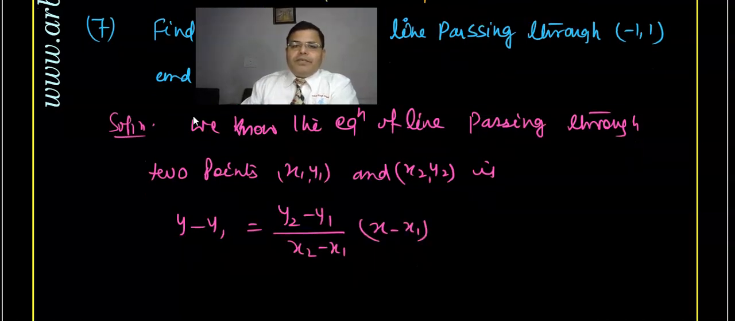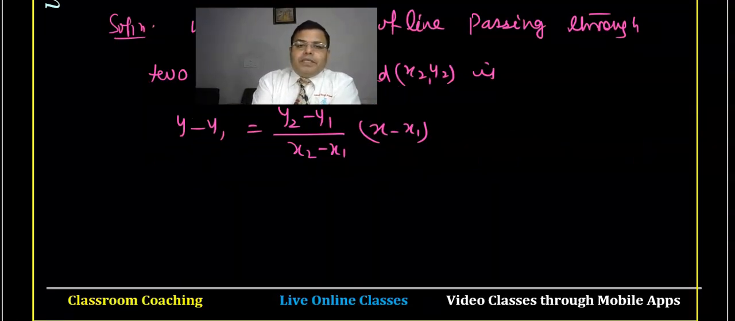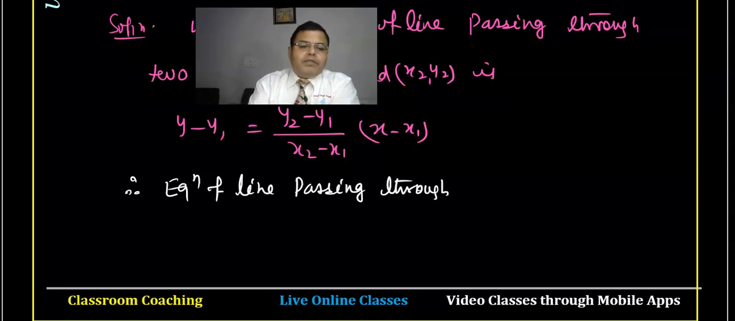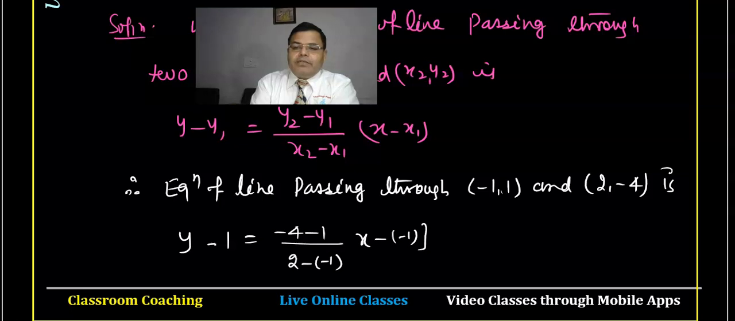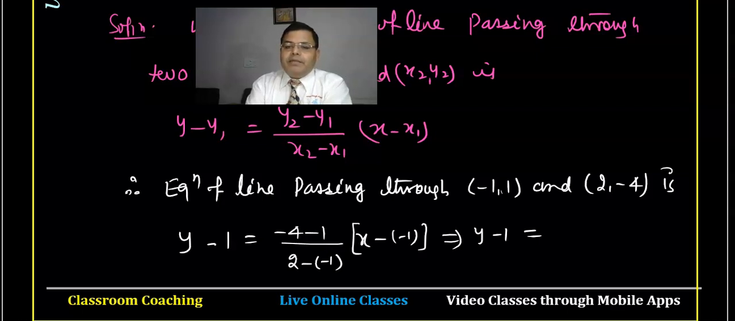So therefore, in similar fashion, the equation of line passing through minus 1, 1 and 2, minus 4 is y minus y1, that is y minus 1, equal to y2 minus y1, so minus 4 minus 1, divided by x2 minus x1, so 2 minus minus 1, times x minus x1, that is x plus 1. So this will be y minus 1 is equal to minus 5 divided by 3, times x plus 1.